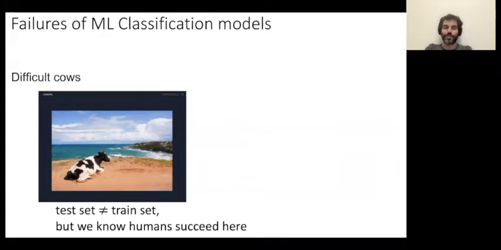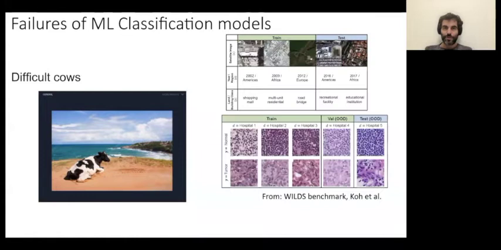And there are many more such examples. This is not some outlier. So this is a case where the test set is different from the train set. But we know it's not arbitrarily hard, right? Humans succeed easily on this task. So there are many other such cases where the test distribution is not the same as the train, but the difference is in ways that, at least as humans, we don't expect a learning algorithm to fail, but it still often fails.